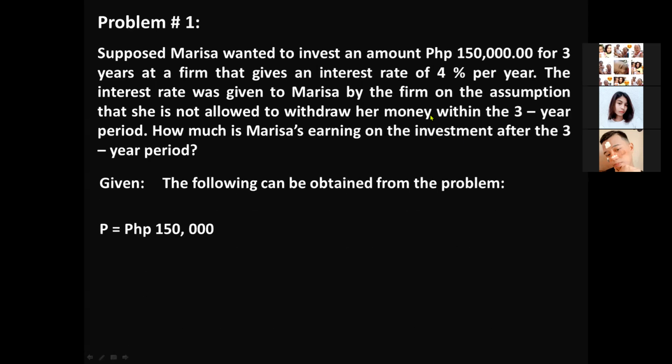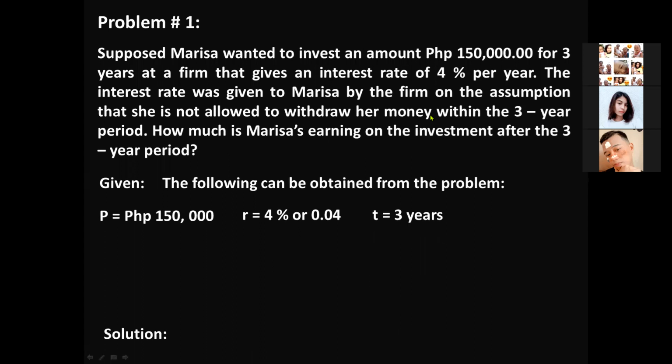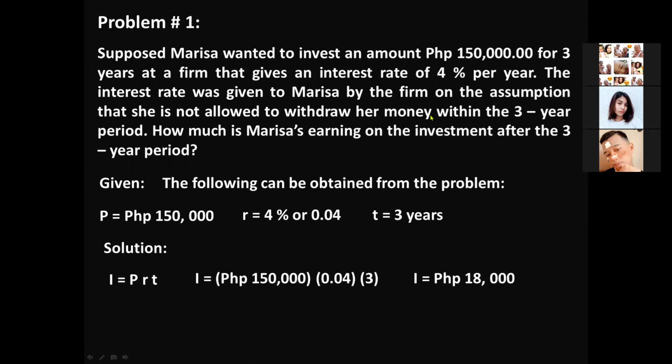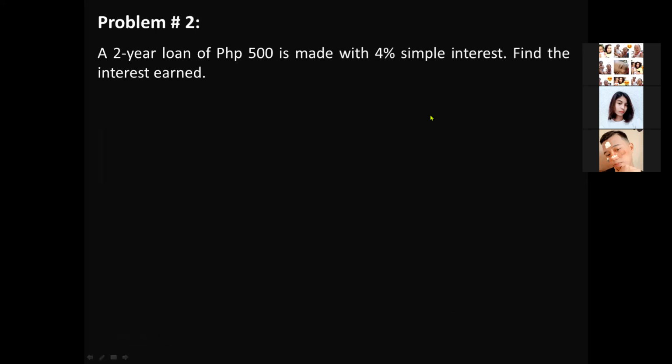So tapos na tayo sa problem number 1. Let us now proceed to another problem. So problem number 2, pakibasa mo nga Johnny Gamboa. Johnny Gamboa: 2 years loan of 500 is made with 4% simple interest. Find the interest earned.